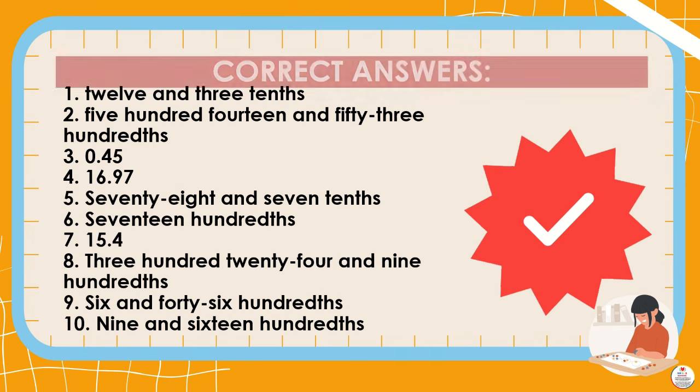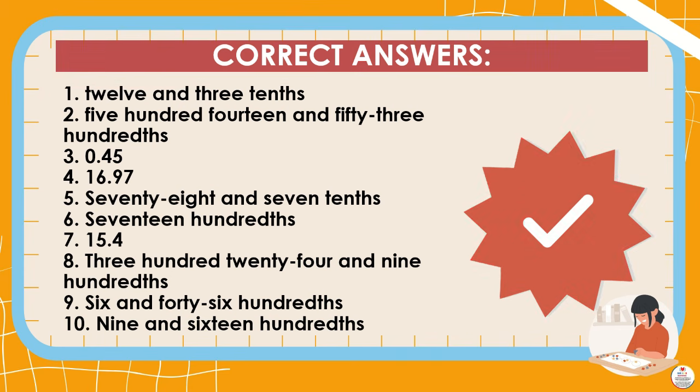Here are the correct answers. For number 1, 12 and 3 tenths. 2, 514 and 53 hundredths. 3, 45 hundredths. 4, 16 and 97 hundredths. 5, 78 and 7 tenths. 6, 17 hundredths. Number 7, 15 and 4 tenths. 8, 324 and 9 hundredths. 9, 6 and 46 hundredths. 10, 9 and 16 hundredths.